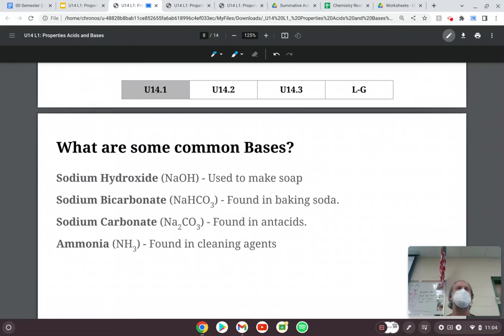And then ammonia is found in many cleaning agents. One of the most common cleaning agents that would have ammonia in it would be Windex, the forbidden blue juice under the kitchen sink. I usually clean my mirror with it, but you don't want to drink it, and it's got ammonia in it.